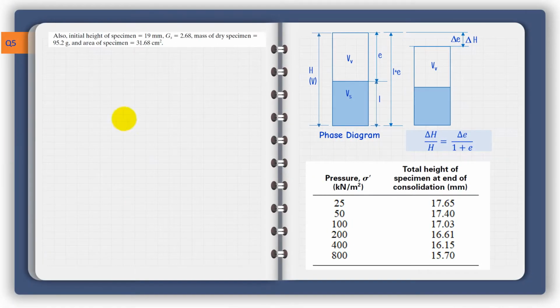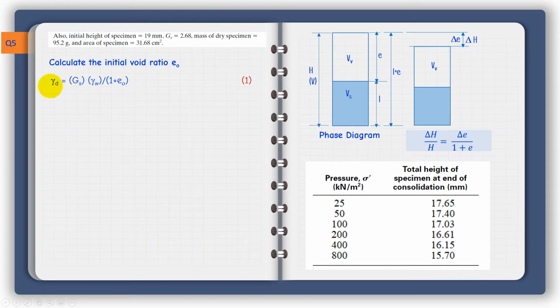Let us see how we can solve this problem. Here we have the phase diagram, which I covered in some of my previous videos. When we have a sample and V_v is the volume of voids, when the sample compresses by delta H, we will have a corresponding reduction in the void ratio delta e. The relationship is: change in height divided by the height equals the change in the void ratio divided by 1 plus the void ratio.